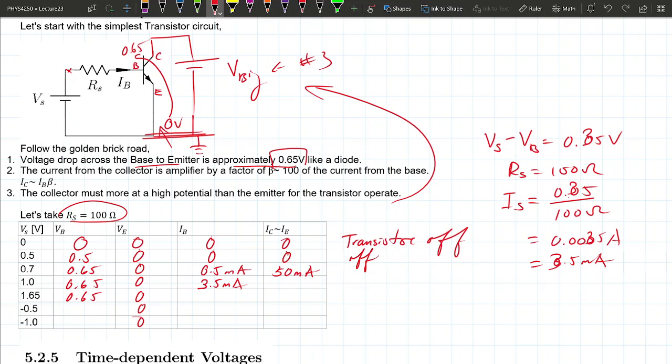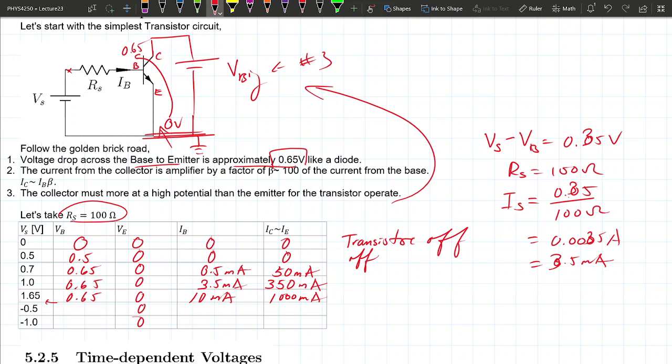Once we have that number, we can multiply it by 100. So 350 milliamp will come out of the emitter. And then when we crank it up to 1.6 volts, we're going to get 10 milliamp out of here, or basically 1,000 milliamp out of the emitter. What do you think will happen when the voltage source is negative?